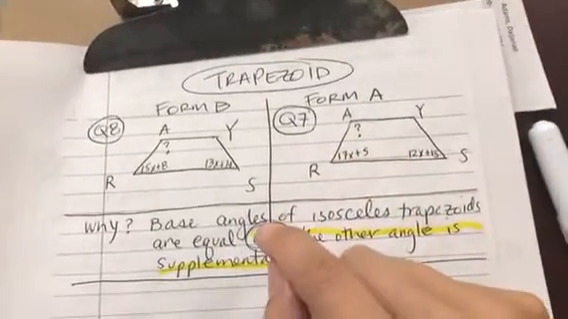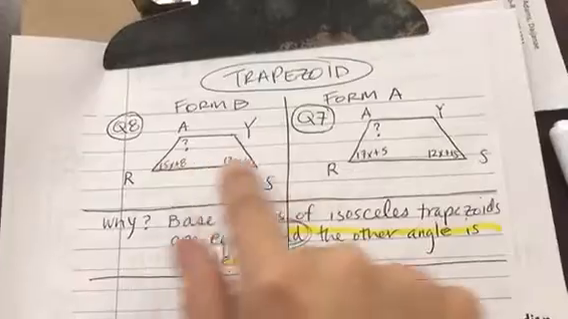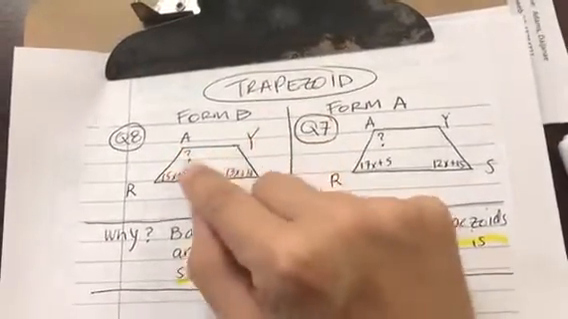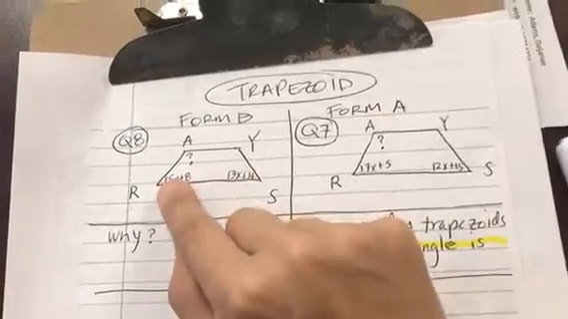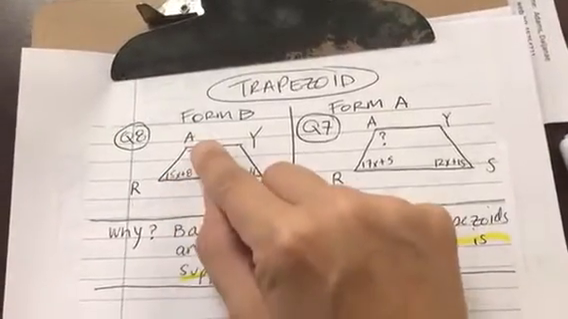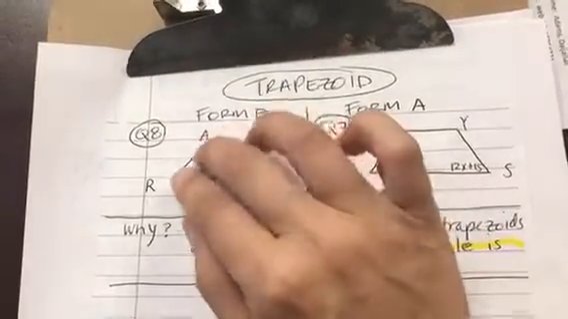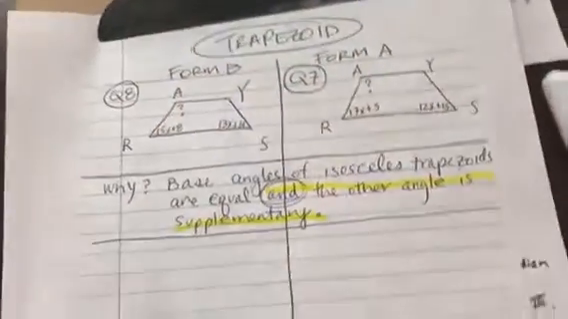So, base angles are equal in isosceles trapezoids, and the base angle is either skinny or fat, and the other angle has to be supplementary because in a trapezoid, these are parallel. So these are same side supplementary angles.